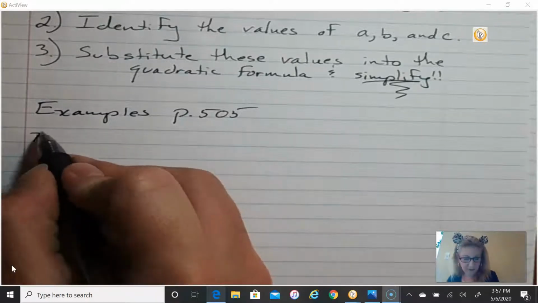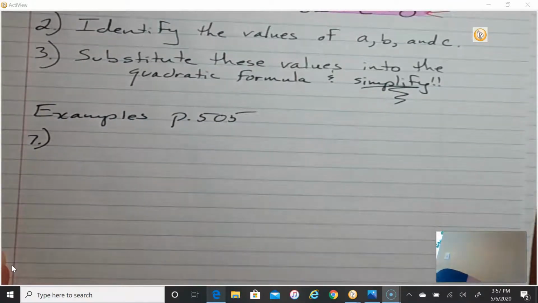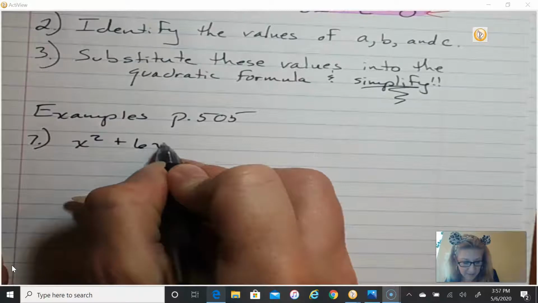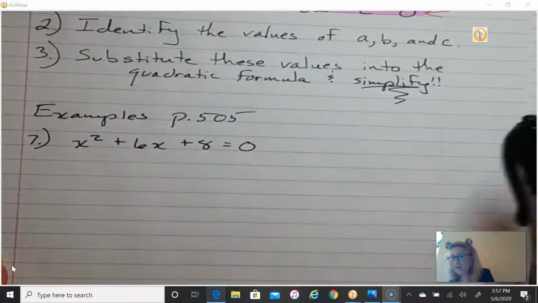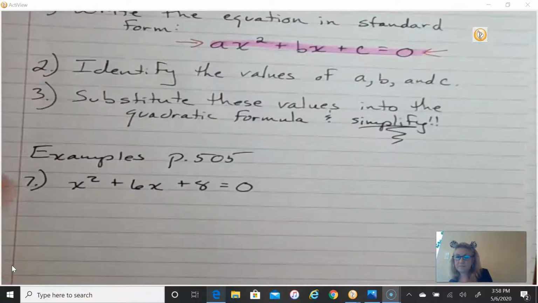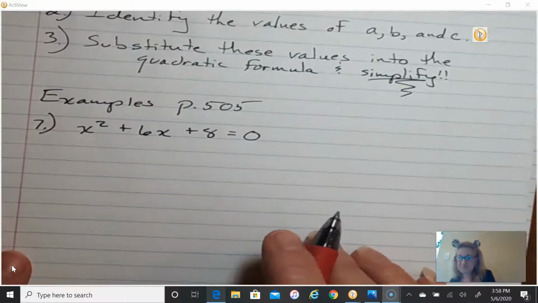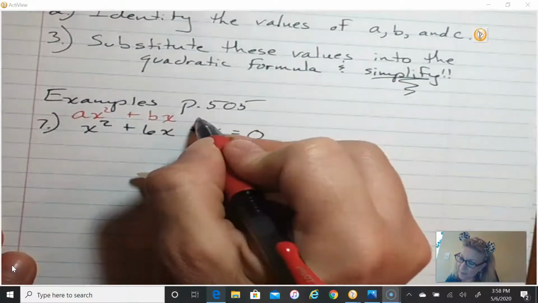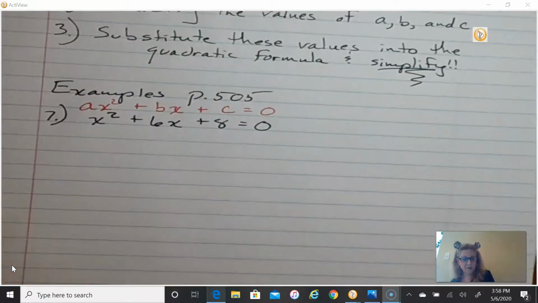Okay, so number 7 is x squared plus 6x plus 8 equals 0. Remember step 1 says write the equation in standard form. So is this in standard form? ax squared plus bx plus c equals 0. There you go. It's in standard form.